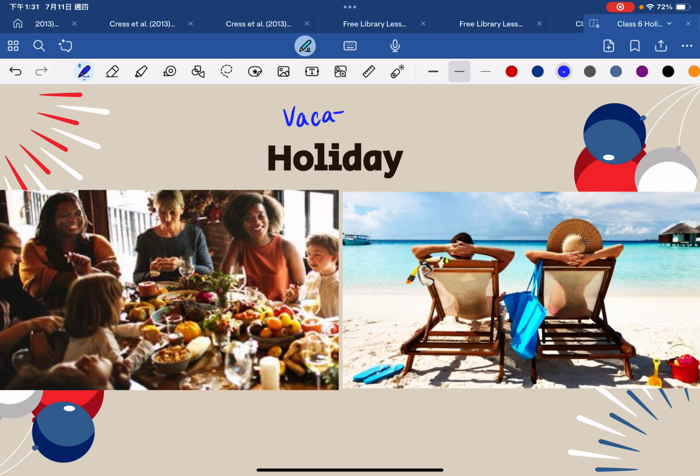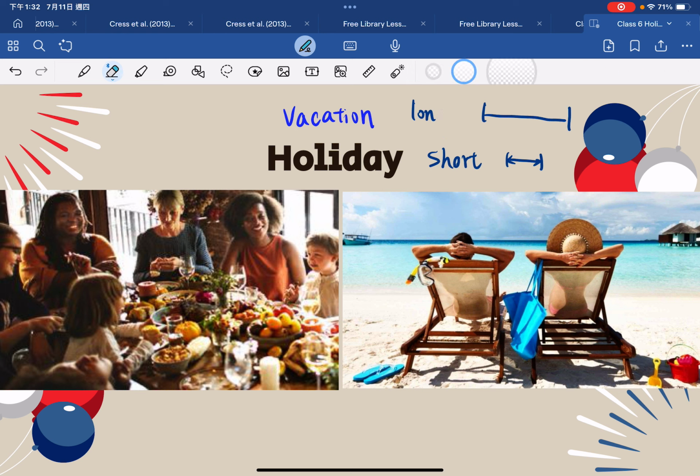So what is the difference between holiday and vacation? A holiday is a short period of time. It's shorter, for example, 3 days, one day, a week. This is a shorter holiday. And a vacation is longer. For example, summer vacation is like a whole season, right? So it's a longer period of time.